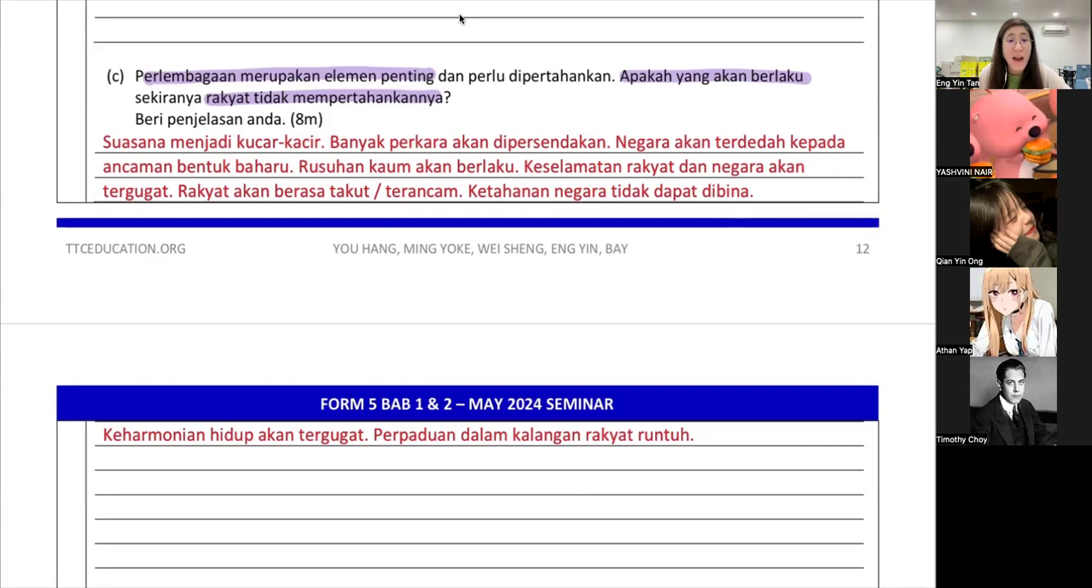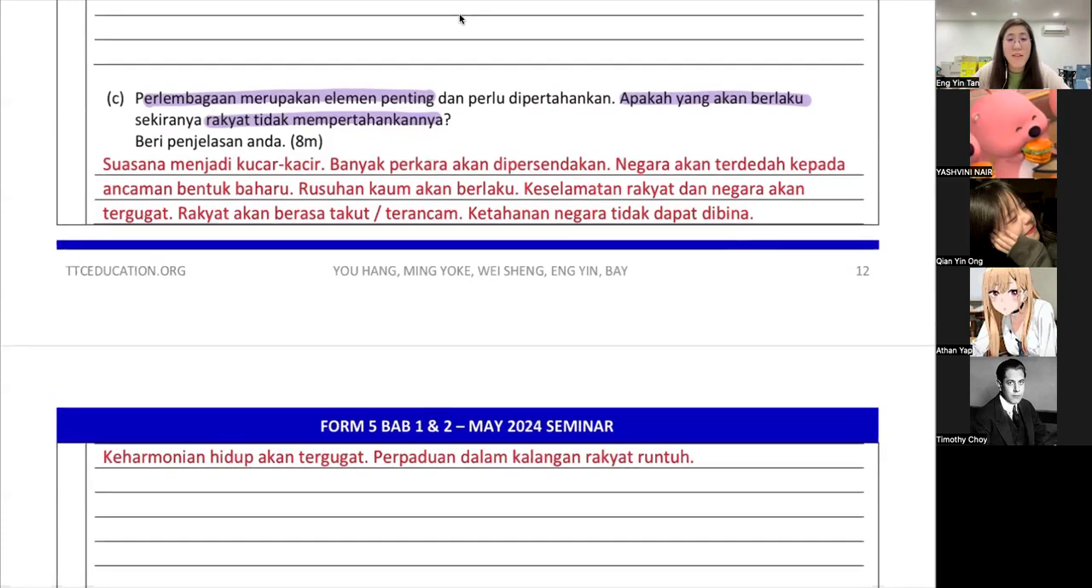Our economy. Good. Economy will be what? Will be affected. Yes, good. I see. Top up the answer, you write down on your own. Kerajaan merosot. You can say our government starts to merosot, economy merosot. Anything else? Imej negara akan terjejas. Yes, good answer.